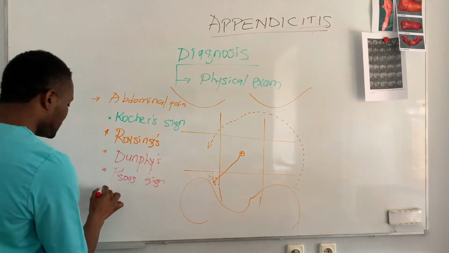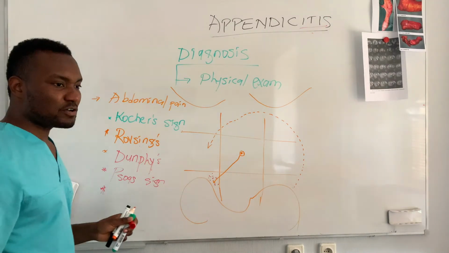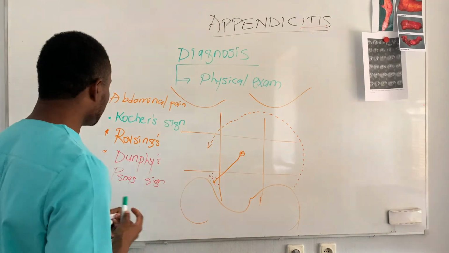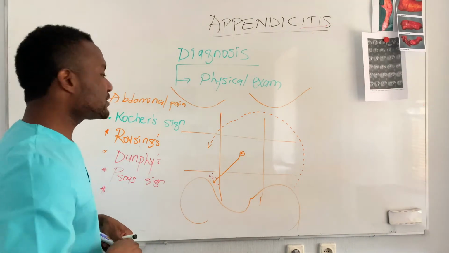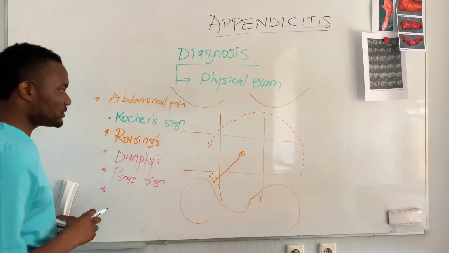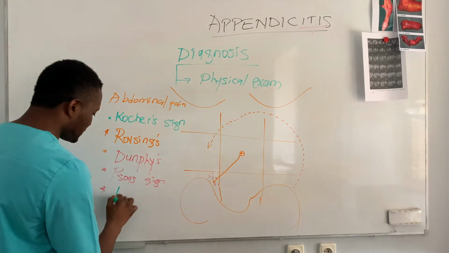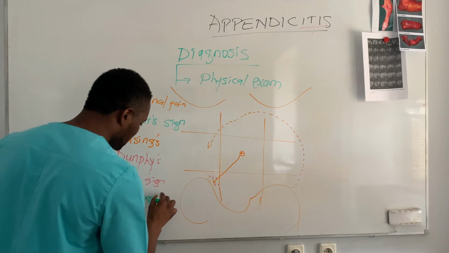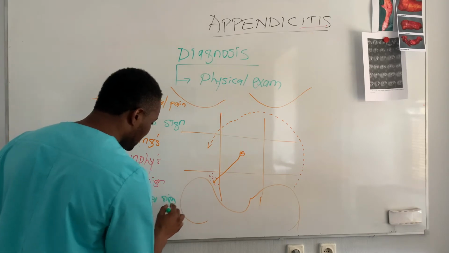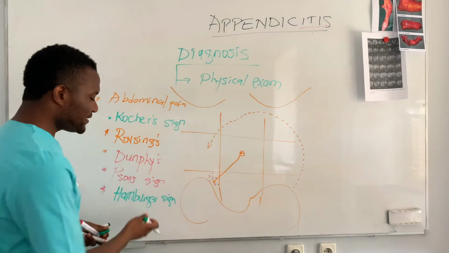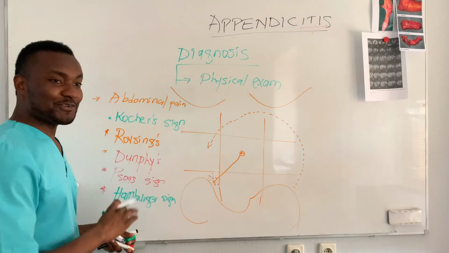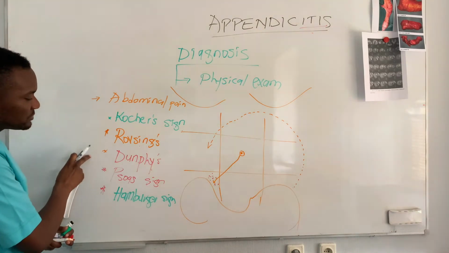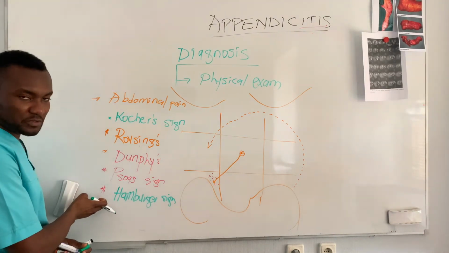And another one you can add to the list is called the hamburger sign. As we talked earlier about the signs and symptoms, these patients have nausea or vomiting. Hamburger sign simply means offer these patients food and they will say, no, I don't want to eat. So Koch's, Rovsing, Dunphy's, psoas, and hamburger sign.